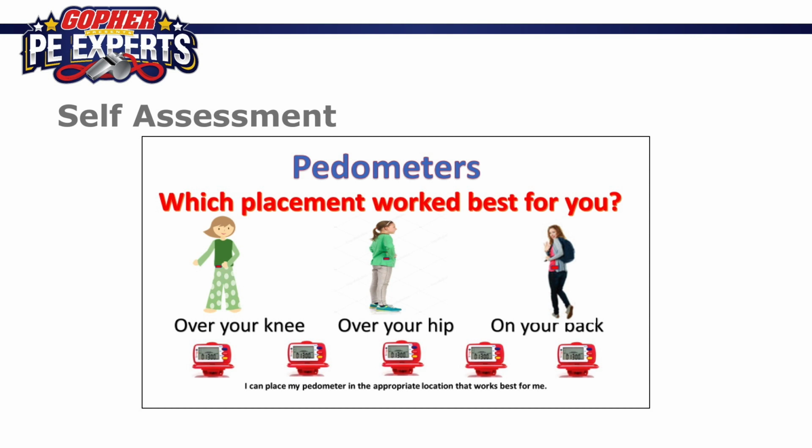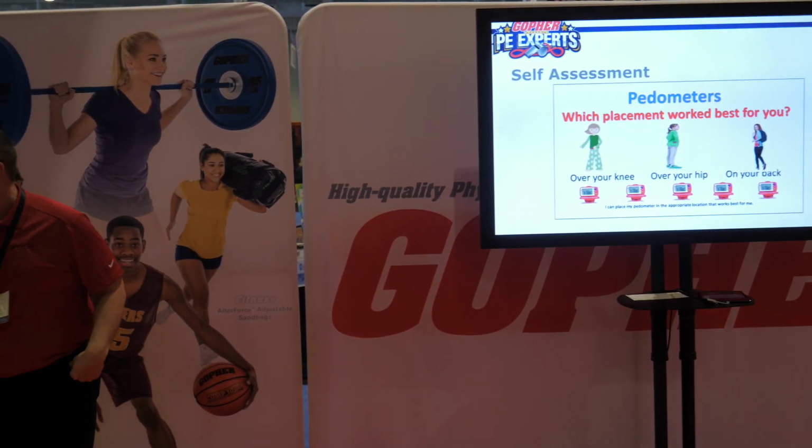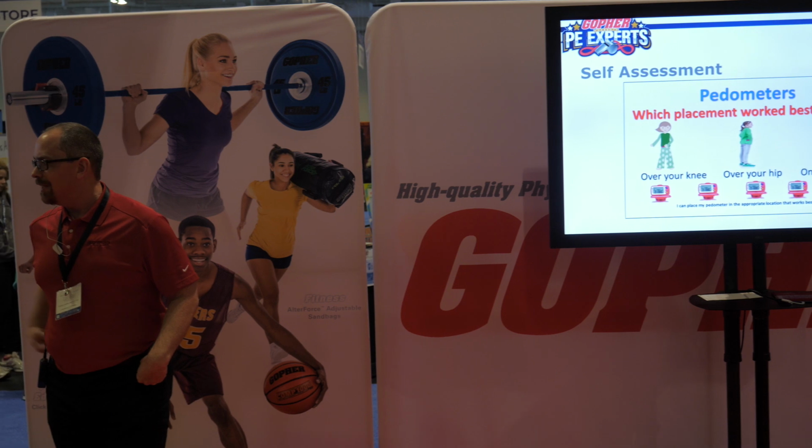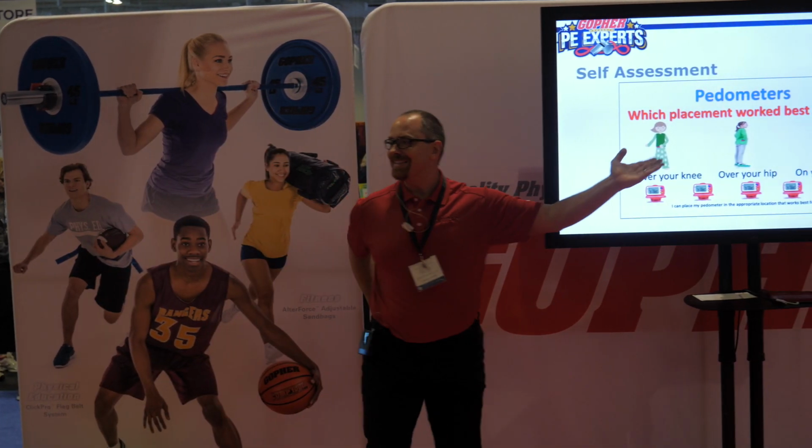This is an example of a self-assessment. You can see on this, if you're using pedometers, which placement worked best for you? You can cut this in half. This is designed to go on a half sheet. And they circle which one. There's no right or wrong. Some kids, the pedometer will work right over their waist. Some will work on their hip. Some will work on their back. But they know this. And now you can look at this and you can save this.